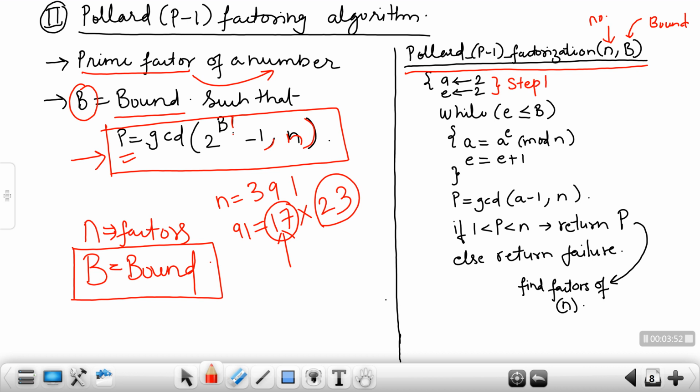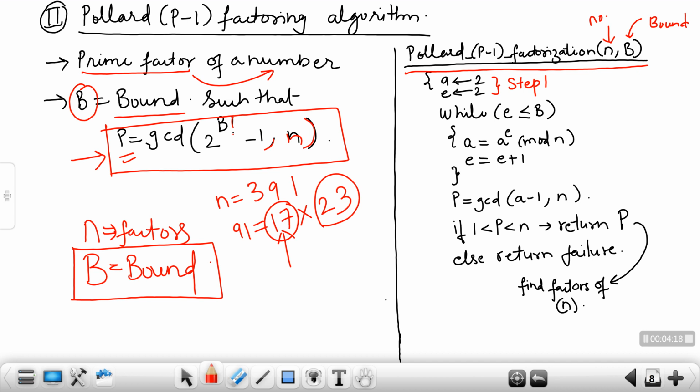Okay, so initially in step 1 you have to always consider A equals 2 and E equals 2. Irrespective, there are some formulas to calculate A and E. A should be any number greater than 1, and E should also be a number greater than 1, but usually we take the value of A and E as 2. So for any problem of Pollard p-1, take the value of A as 2 initially and the value of E as 2. So that is your step number 1.